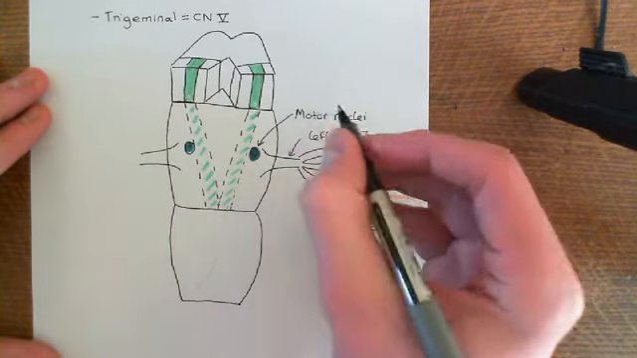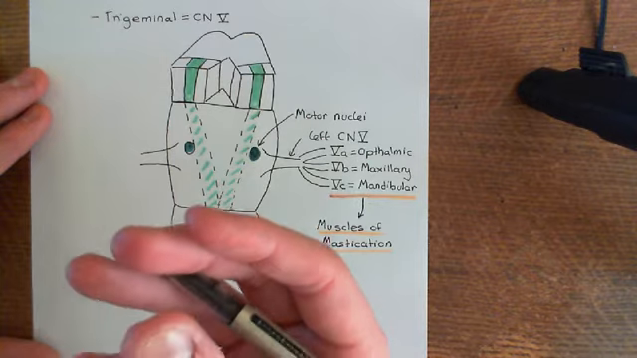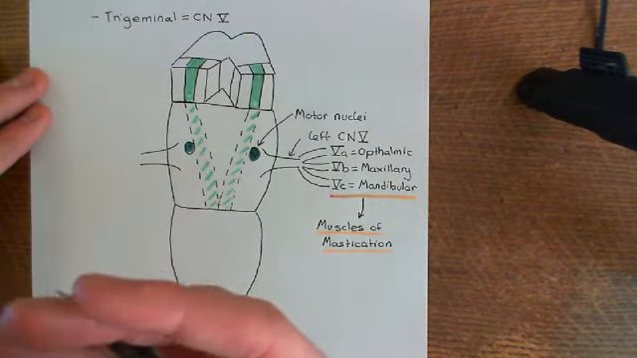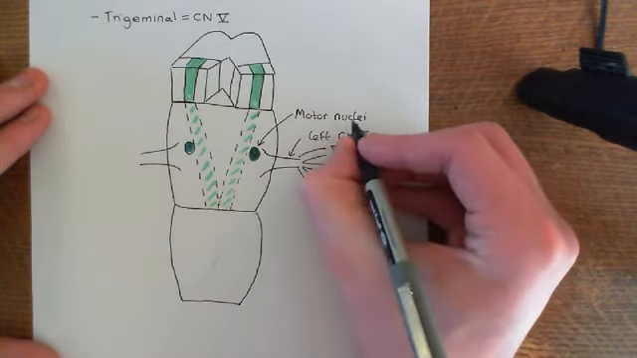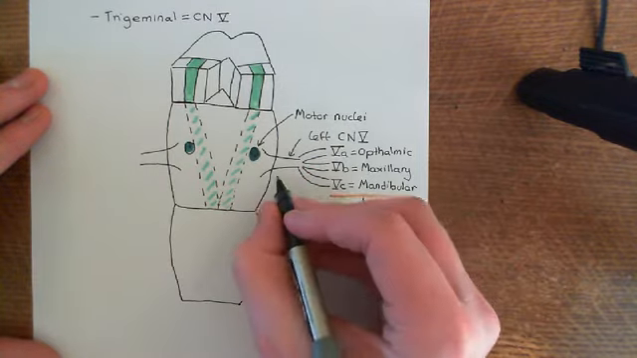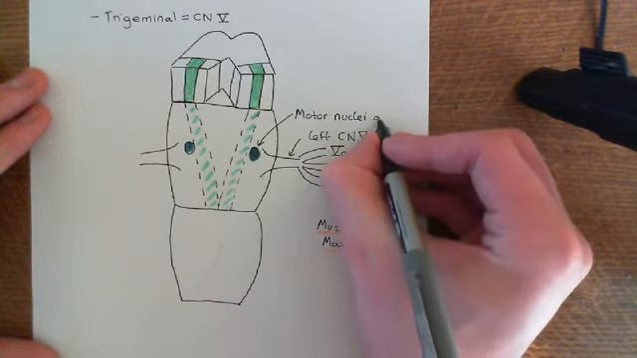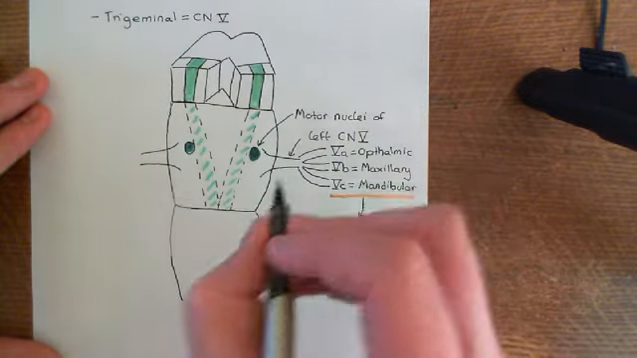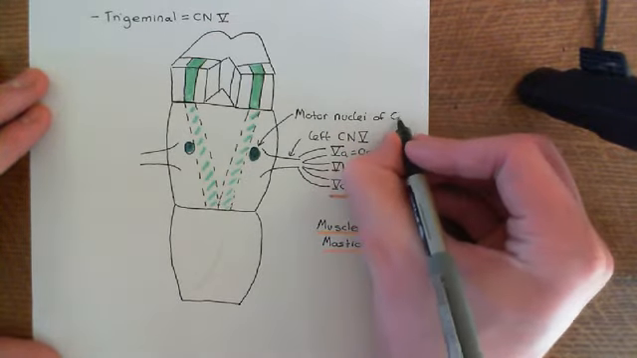That's important. Cranial nerve 5 is a massive great nerve, and it has a lot of nuclei. This is specifically the place where the motor neurons of the trigeminal nerve are, and hence it needs to be called the motor nuclei of cranial nerve 5.